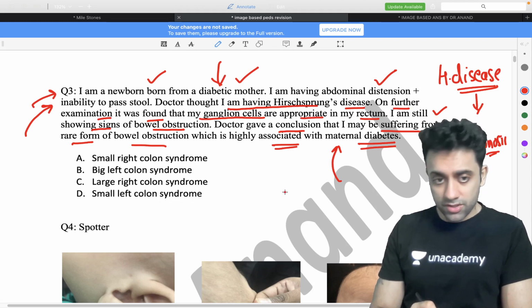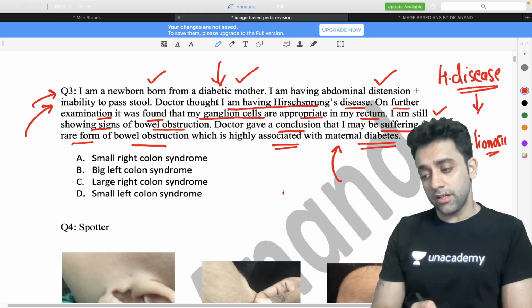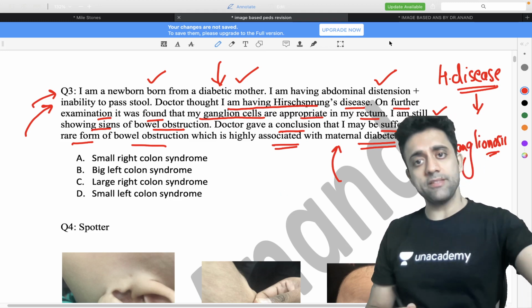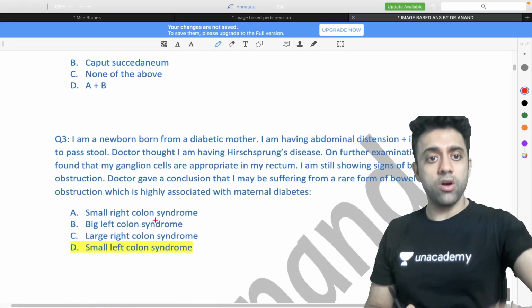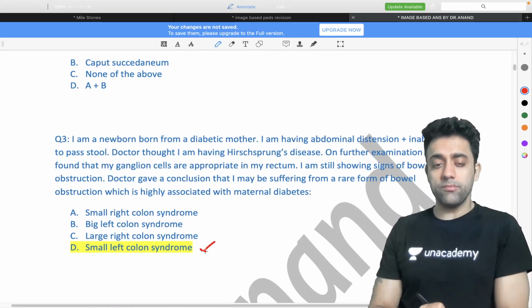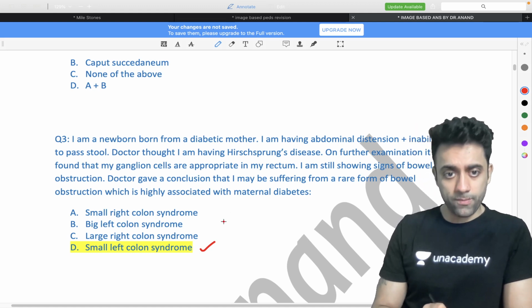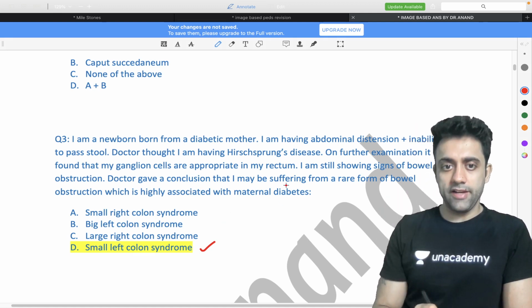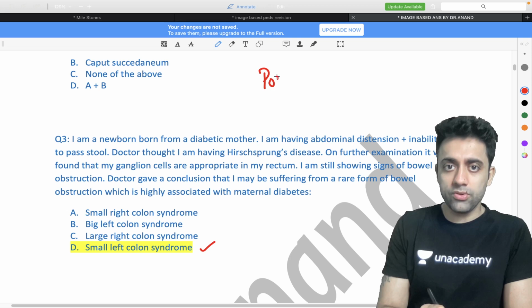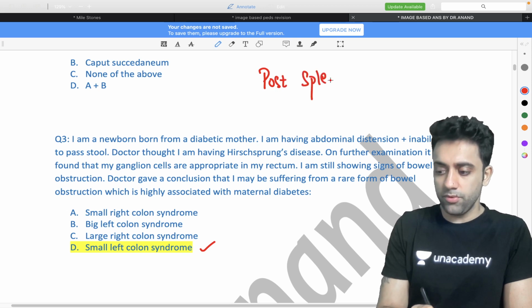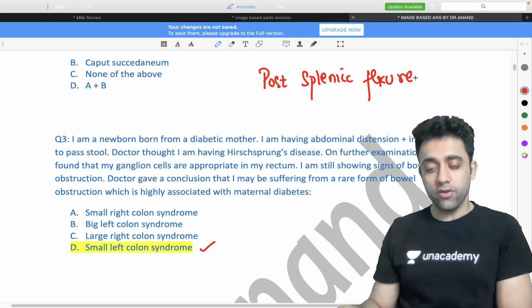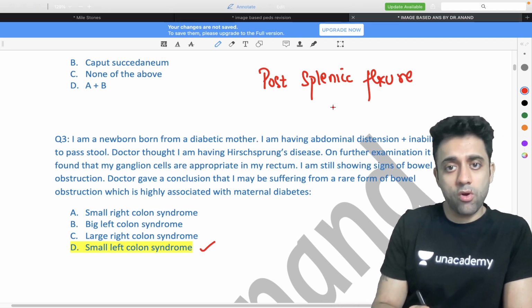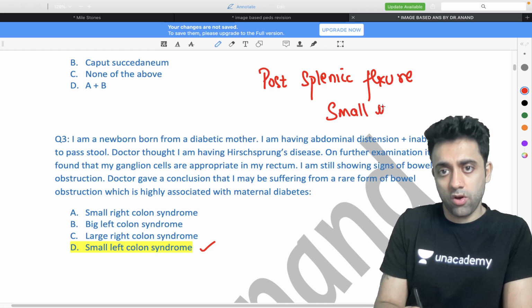The rare form of bowel obstruction associated with maternal diabetes mellitus. Please remember something known as small left colon syndrome. Small left colon means where exactly? At the post splenic flexure. That part of the left colon is very small in caliber, very small in size.